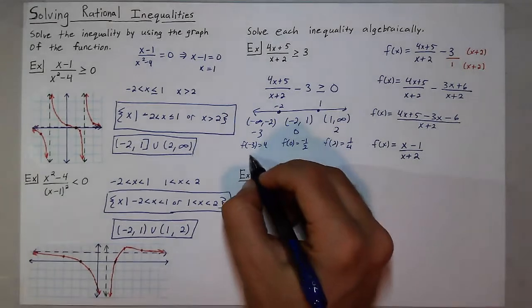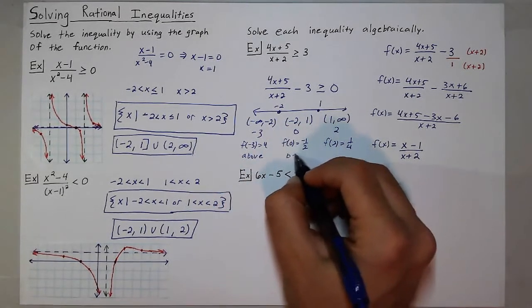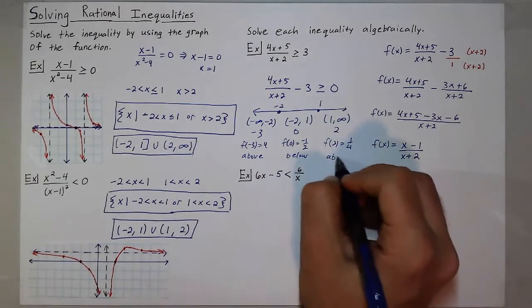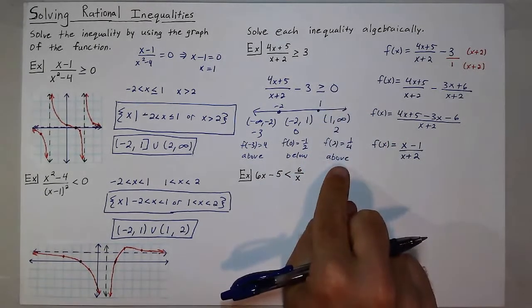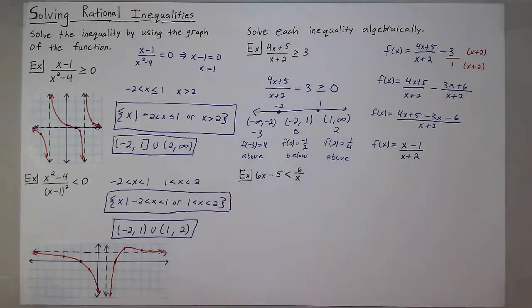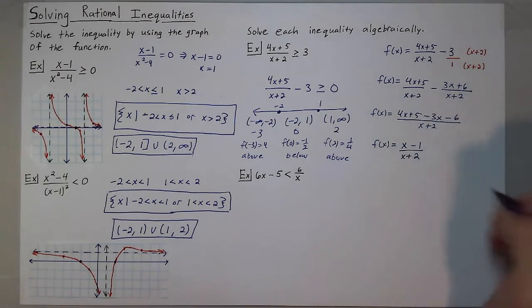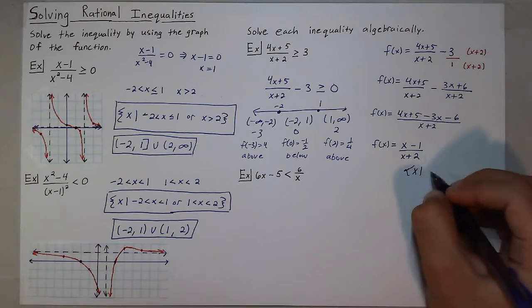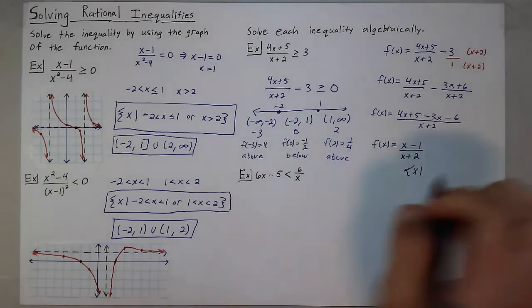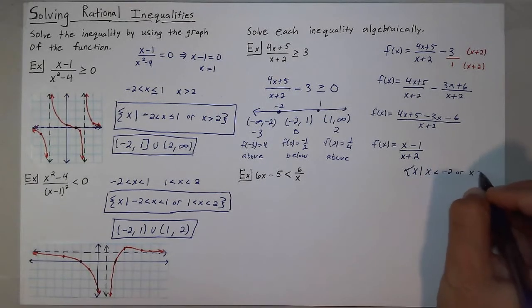So I'll see here it is above the x-axis there, below right here, and above over here. So where is this greater than or equal to 0? Where is this function greater than or equal to 0? Well, at those two outer intervals. So my answer would be x is all numbers such that it is less than negative 2 or it is greater than 1.